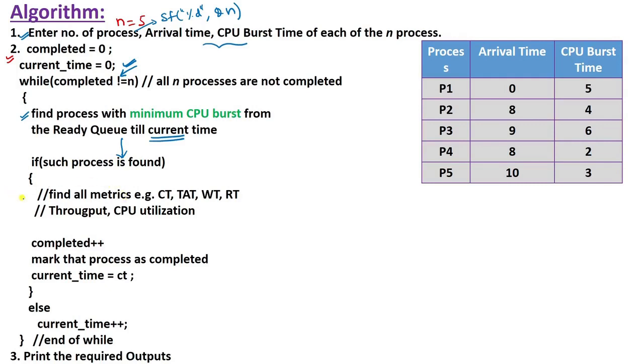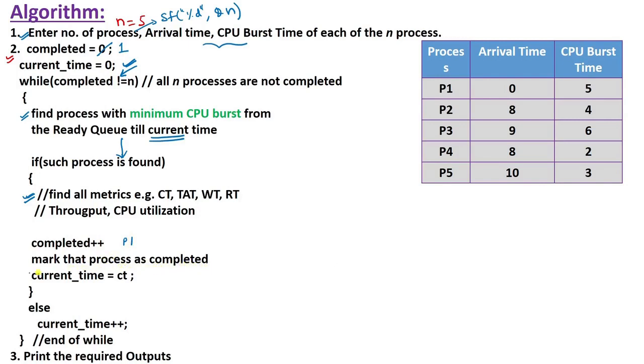So we will come inside and find all the metrics, that is, completion time and turnaround time for this particular P1, because this has to complete, since SJF is non-preemptive. Now P1 will take 5 units and it will complete itself, right? After that we will say one process has been completed. So I am saying completed plus plus, that means this variable will now become 1 because one process has been completed, that is P1, right?